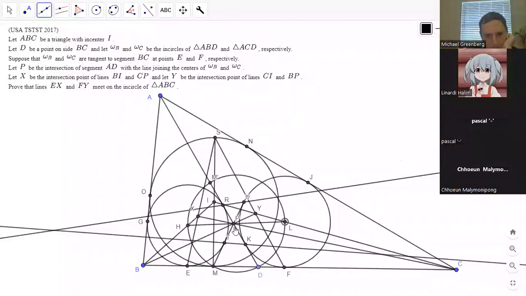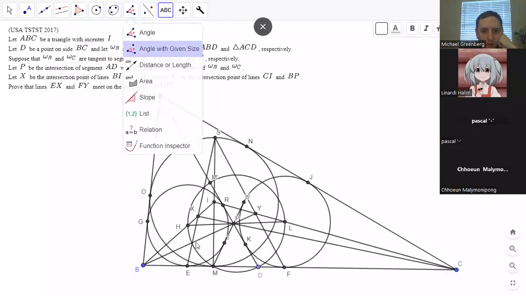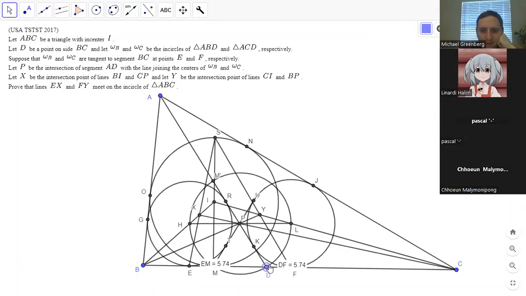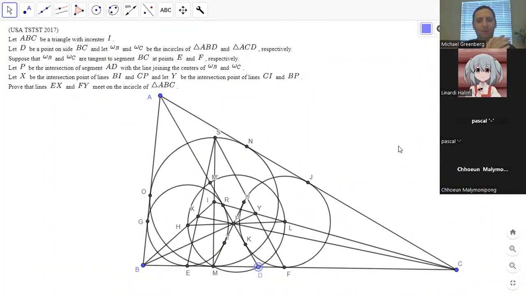So these should be collinear. I don't think that helps that much. Maybe EM equals DF. Let's see if that's really true. Interesting. Yes. That was a lucky guess. Okay, so EM equals DF.